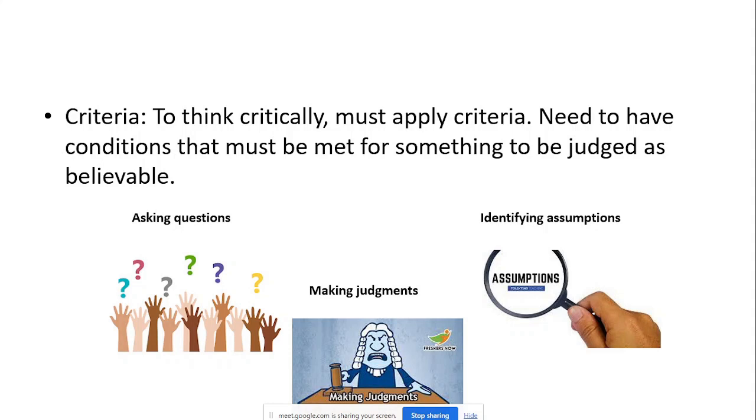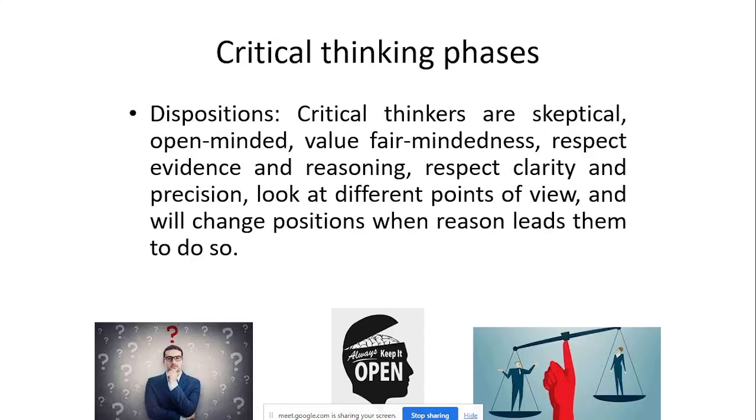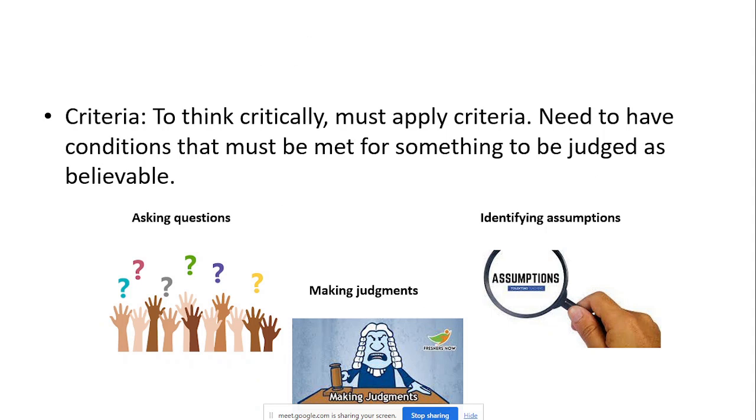After critical thinking disposition, there are criteria available. Every critical thinking engineer has a critical mind. How do I critically think? He must apply criteria. Already I told you criteria include observation, being very skeptical, open-minded, valuing fair-mindedness, and respect for evidence and reasoning. These are all the things he should apply on the product.